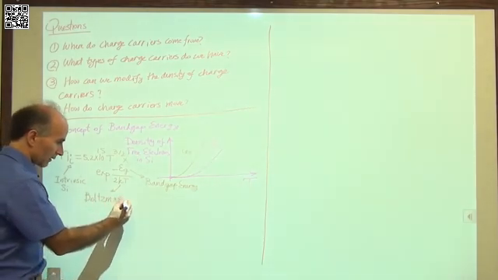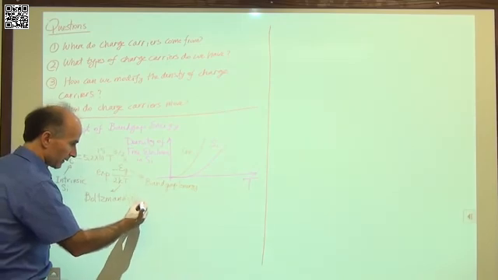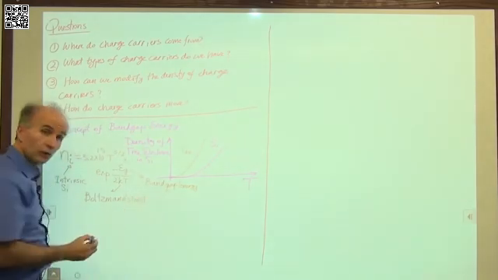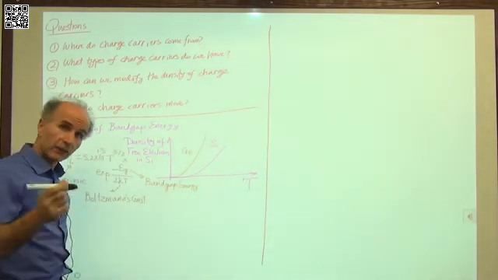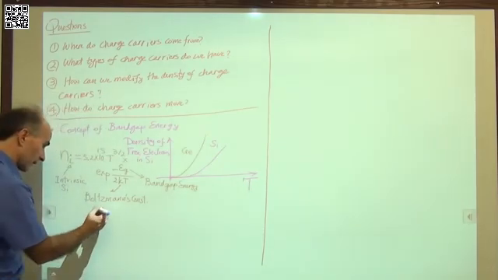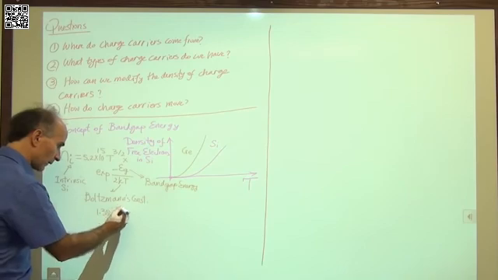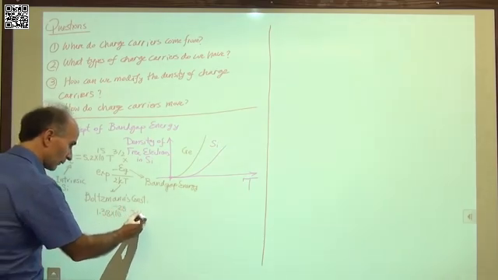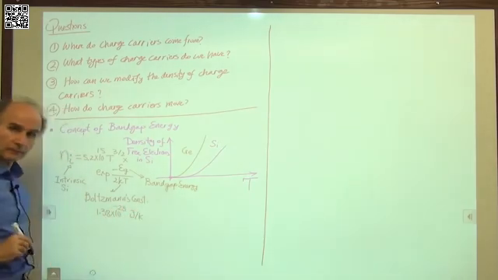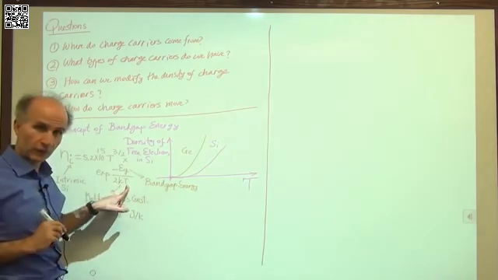Boltzmann's constant. And its value is good to memorize. You will encounter this many times in electronics. It's equal to 1.38 times 10 to the minus 23 joules over Kelvin. And T is absolute temperature.